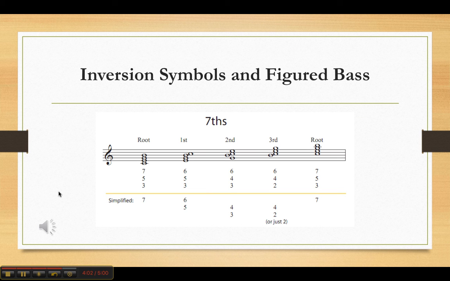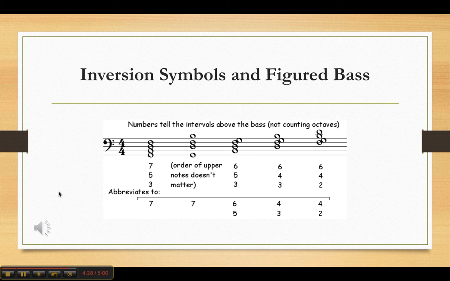Right here we have another example in the key of champions. The key of champions is C major. So in the first example we see a C, E, G, B chord beautifully aligned in root position. The first one, 6 above the bass. We're going to write 6, 5. The second one is going to be 4 above the bass. We're going to write 4, 3. And last, the third inversion, 2 above the bass. We're going to write 4, 2.